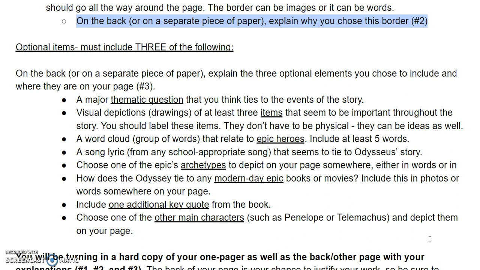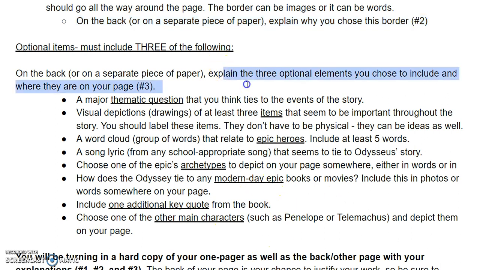So any of the 3 things from this list, and then again on the back or on your other piece of paper, you need to tell me which things you picked and where they are on your page. Because sometimes I just can't find them, and I'll count people down and say you didn't have the required things.